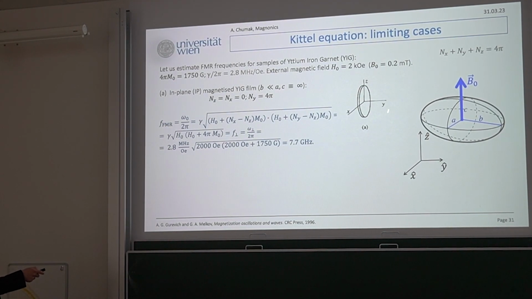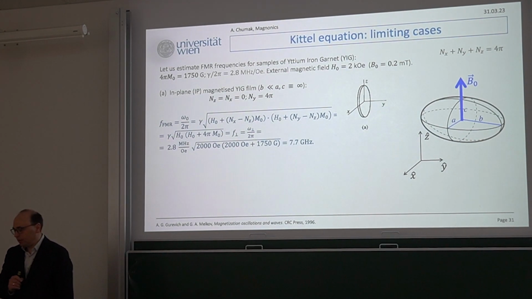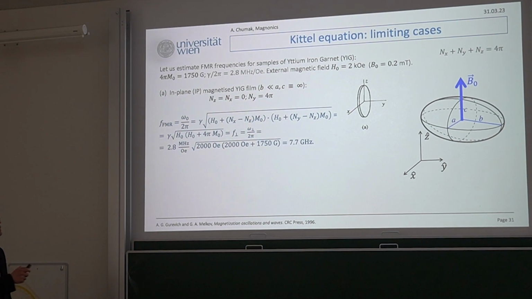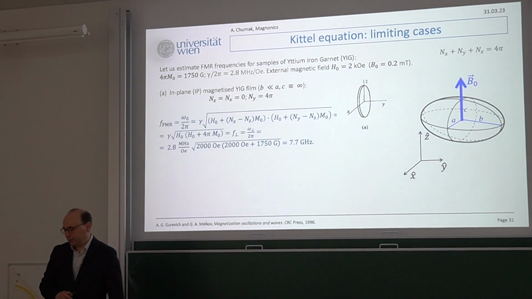So let's consider a thin film, and we apply the field in plane, and nz, and nx equals 0, ny is 4 pi. We just plug everything into the formula, and we will get this very simple version of the formula. We will see this f perpendicular or omega perpendicular often, because this is the notation for ferromagnetic resonance in a tangentially magnetized thin film, omega perpendicular. And if you simply plug everything in, you will get that the frequency will be around 8 gigahertz for the applied field of 2 kilo-Ørsted.